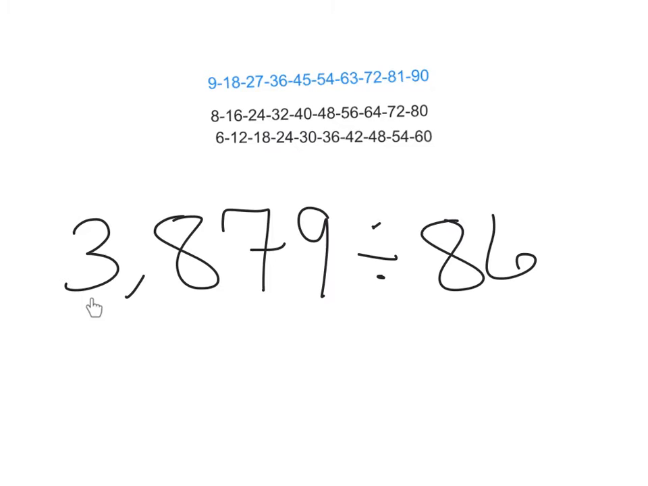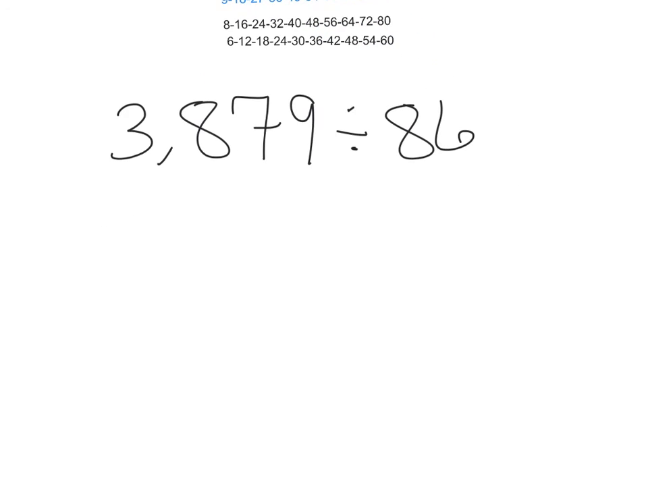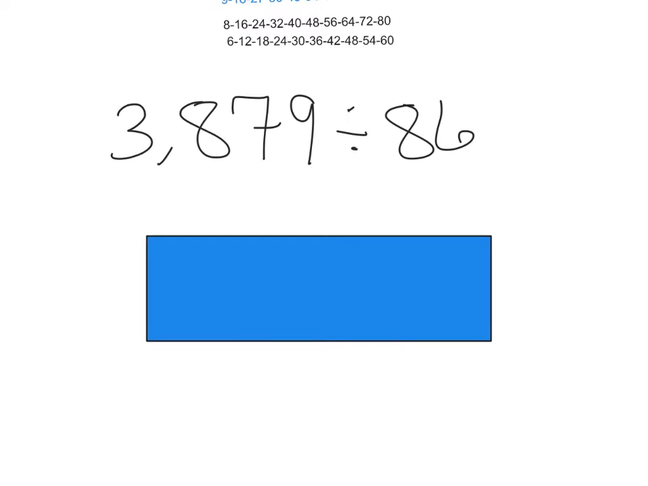And here it is. 3,879 divided by 86. So, as you notice, I got my 8s written and my 6s. And then I also wrote my 9s because I'm going to round this up to 90, right? So let's go ahead and get started with our area box. And I'll plug this in right here. And then I'm going to write the 3,879 right inside the box and the 86 on the outside of the box.